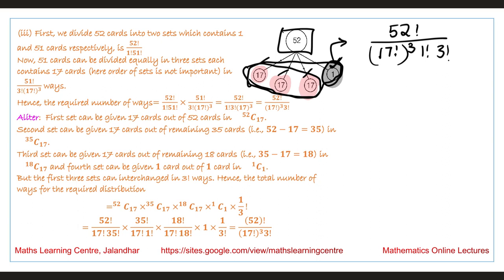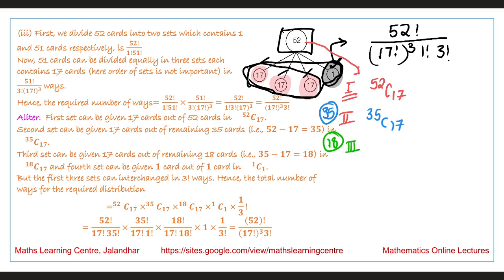So how we are dividing this is, we are saying that the first set, out of 52 cards, should contain 17 cards. So we will have 52C17 ways. Now when 17 cards are being used, the cards we are left with are 35. So for the second set we have 35C17 options. When 17 cards are being used, we are left with 18 cards.